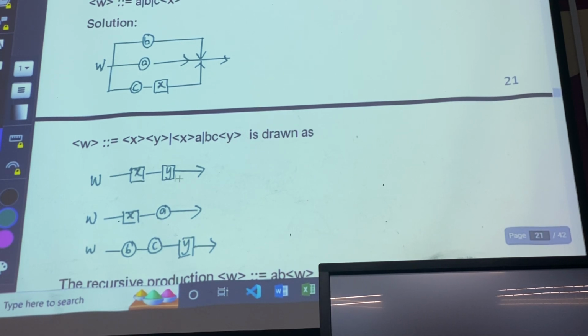So you have XY, one. Second one, you have XA. A is a terminal. And third one is a substitution with BCY. So here you have BC, terminal, in a circle. And Y is a non-terminal, so in a square box. The three different syntax diagrams, all are substituted from W here. Okay, if you want to combine all of them in one like this also, no problem.